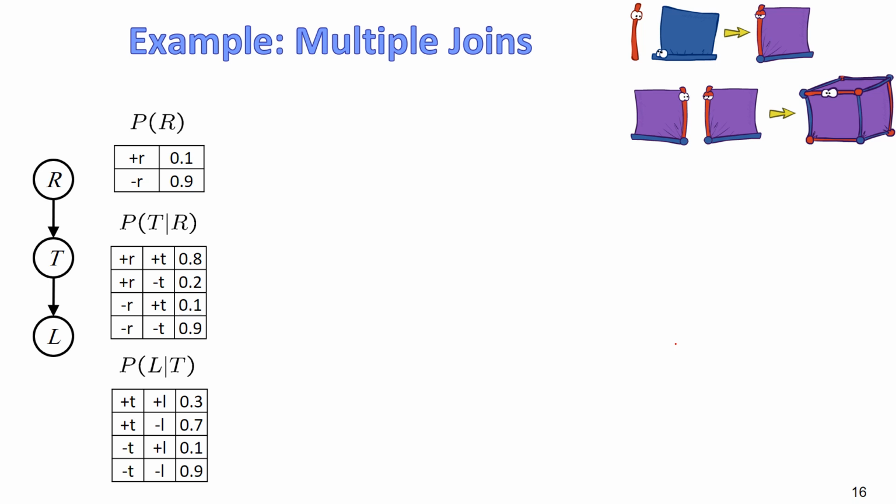So here is an example of multiple joins. We start with the 3 CPTs. Now we want to join on R.